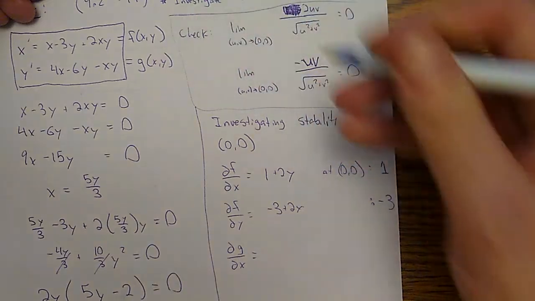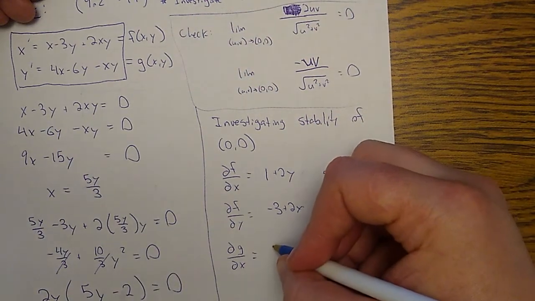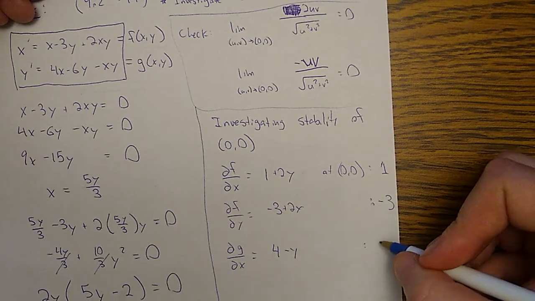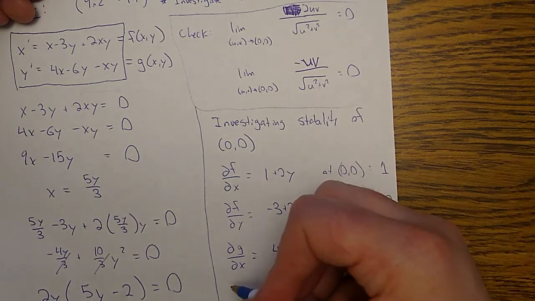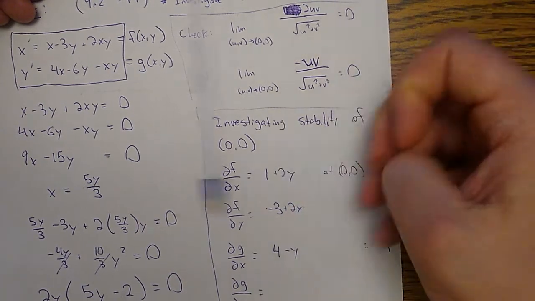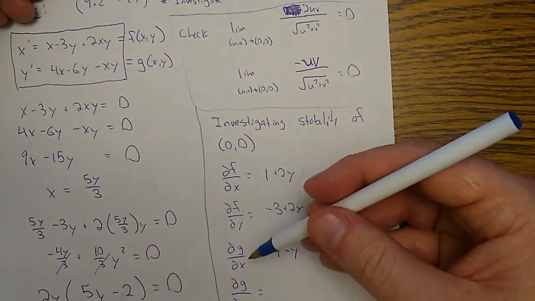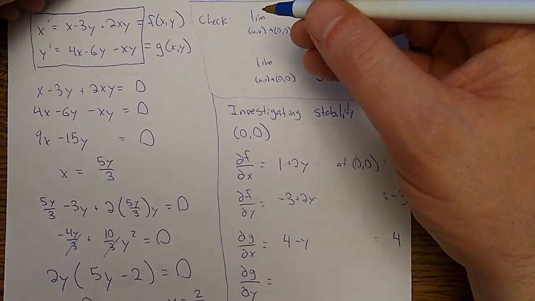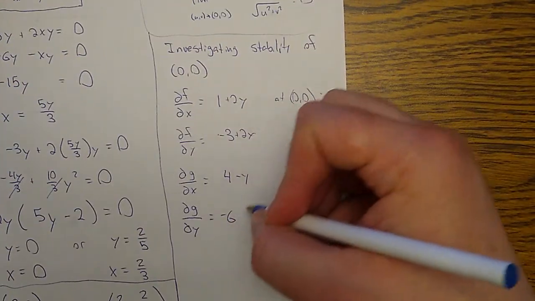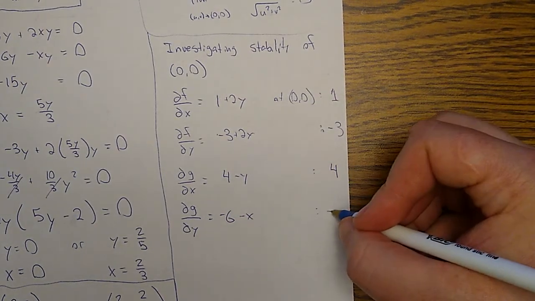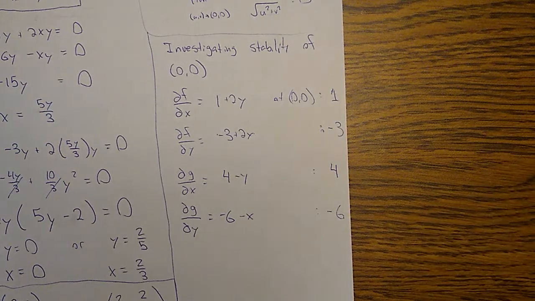I do g. This gives me 4 minus y. And then evaluate it at that point. I get 4. Partial with respect to y is, let's see, -6 minus x. And then at the point in question, that gives me -6.